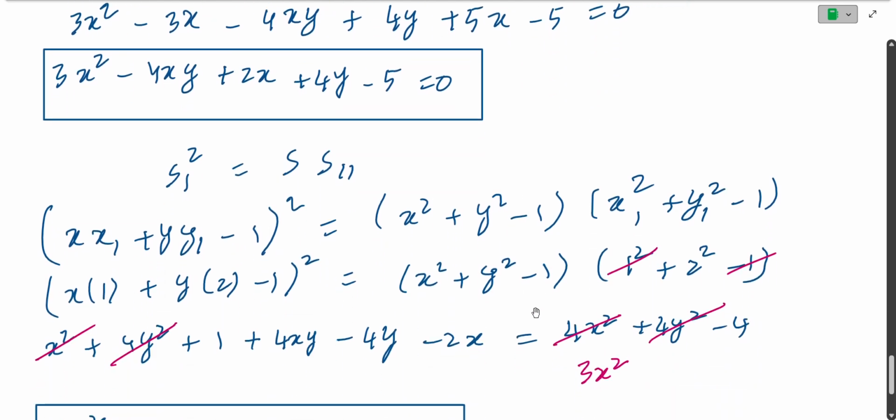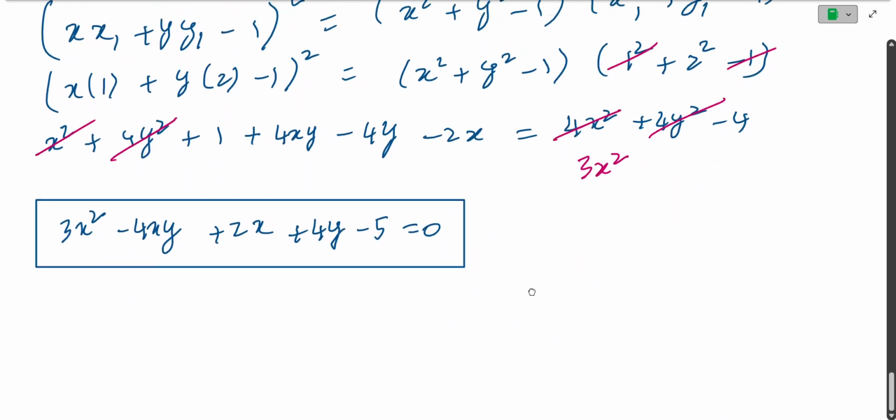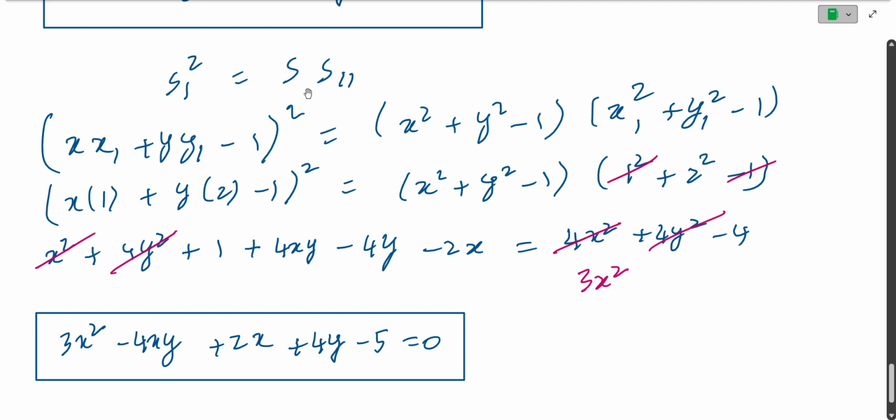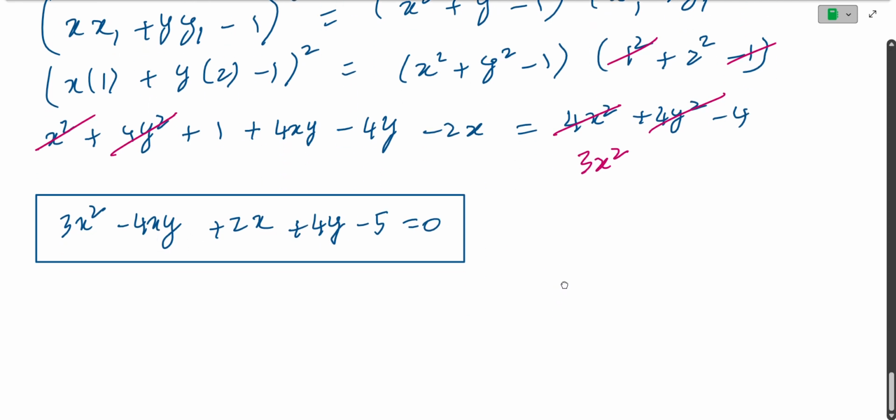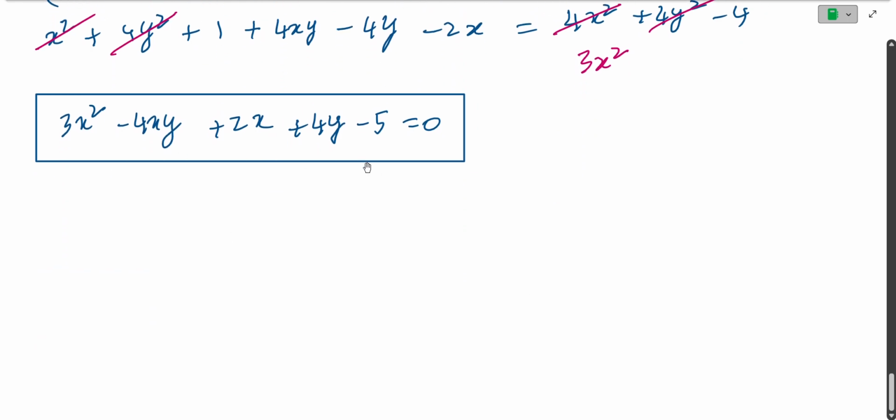Otherwise, if you want to avoid that confusion, you can always use the S1 square is equal to S into S11 formula. So you will be getting the pair of straight lines equation. After getting the pair of straight line equation, we can factorize it. That was discussed in the previous video. You can check that video also.